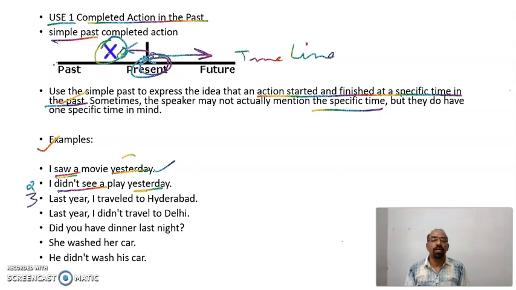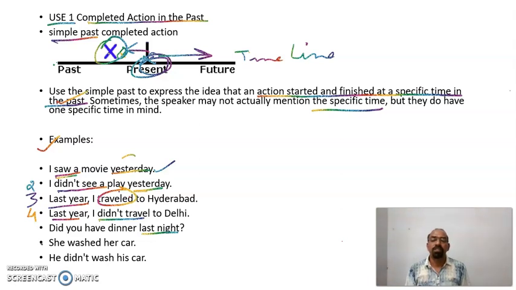Third sentence. Last year I travelled to Hyderabad. Last year is the indication of past. So we used travelled. That is past simple. Then fourth sentence. Last year I didn't travel to Delhi. It is a negative sentence. Didn't travel to Delhi. Here also, last year is the indication of past time. Did you have dinner last night? Here, last night is the indication of a past action. So we ask, did you have dinner last night?